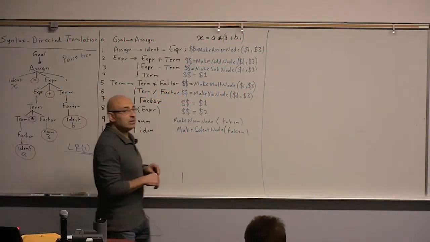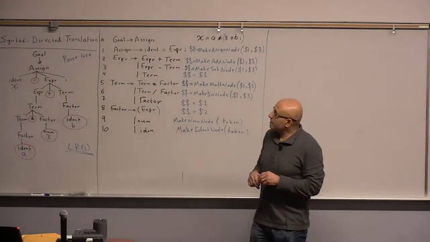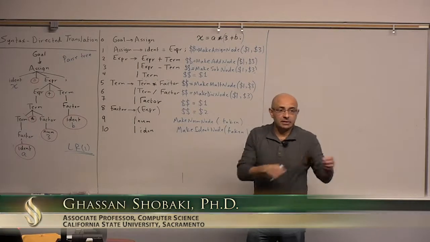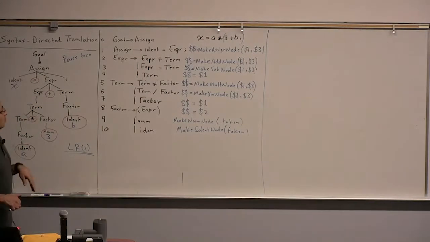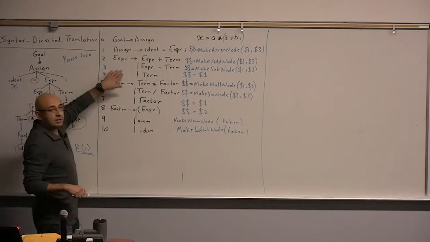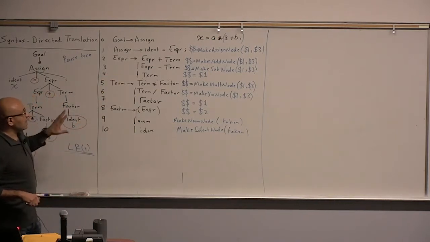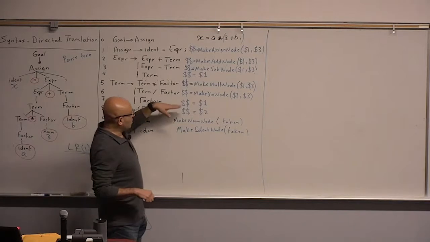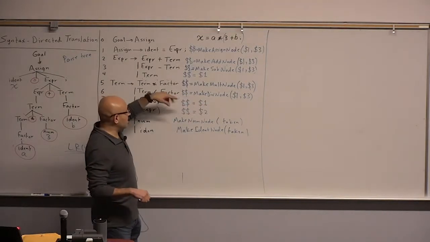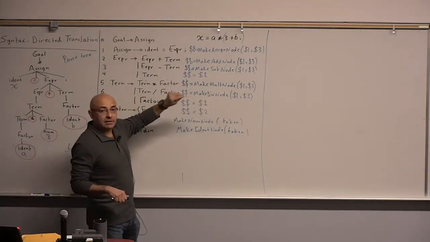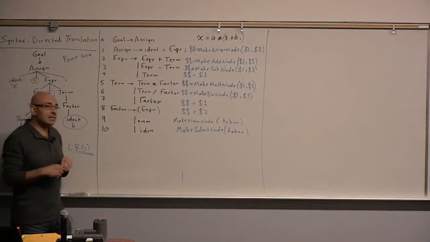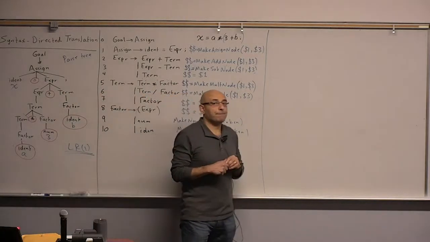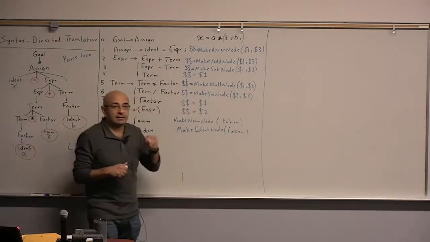So today we'll continue our discussion of syntax-directed translation. With syntax-directed translation, we have the grammar, and in this grammar we add what we call embedded actions. These are the actions that we embed into our grammar, and these actions will get executed when? When will these actions get executed?